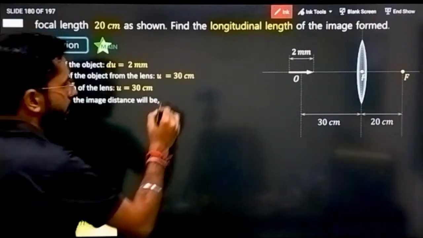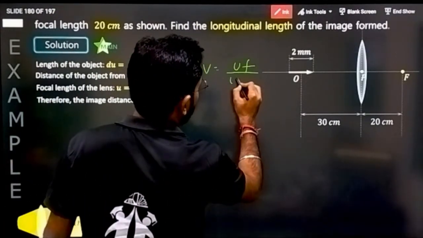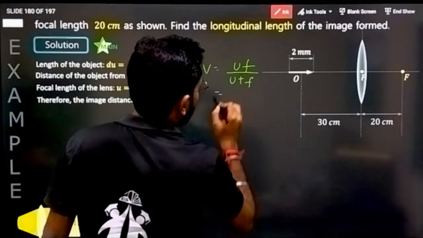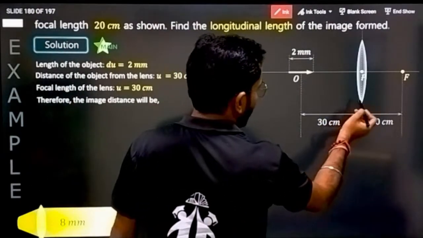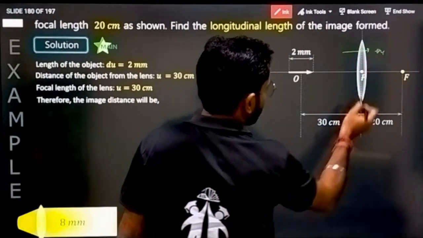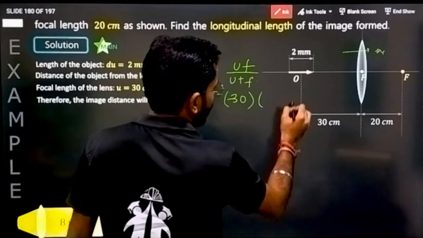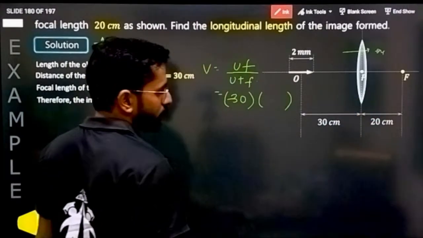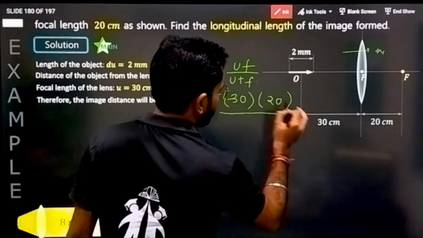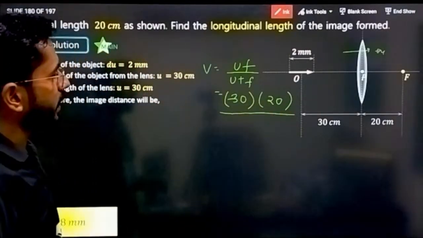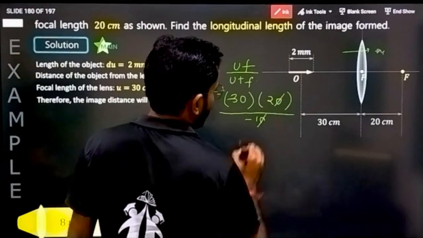See, first let's calculate the position of image. Here, what will we say? uf divided by u plus f. How much is u? What is the position of object? I will take this direction as positive, that's why I will take this in the negative direction. That means I will take minus 30 into focal length. How much is the focal length? Focal length I will write as positive 20, divided by u plus f. That means in net it is going to be minus 10. Cancel.